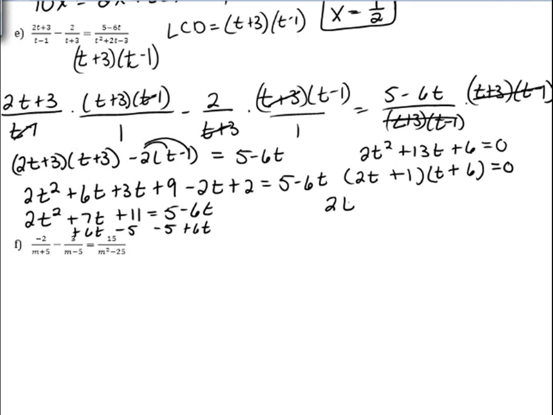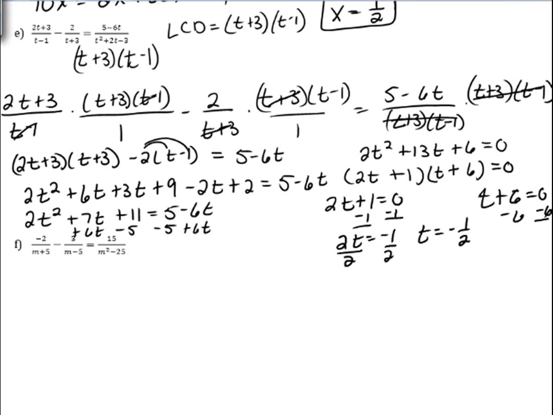So then we would set 2t plus 1 equal to 0, subtract 1 from both sides. That gives us 2t equals negative 1, and then divide by 2. So we get t is equal to negative 1/2. Then also set the t plus 6 equal to 0, subtract 6 from both sides, and that leaves us with t equals negative 6.